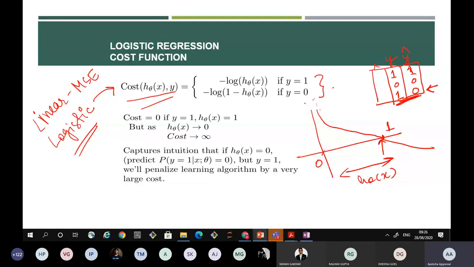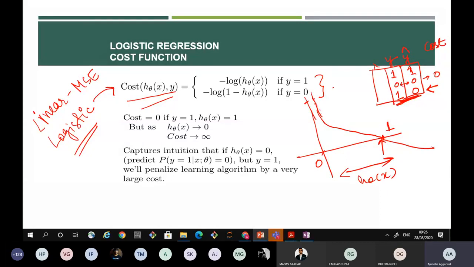So here the output would be something like infinity, because this graph is approaching infinity. So the cost of this function will become infinity. This function is designed like this: if 0 is required and you are getting 0, the final cost would be 0.